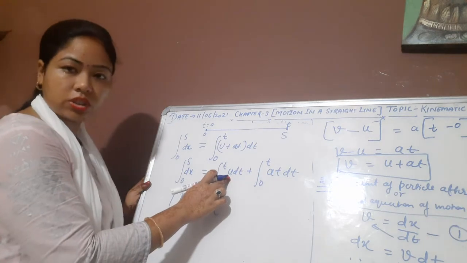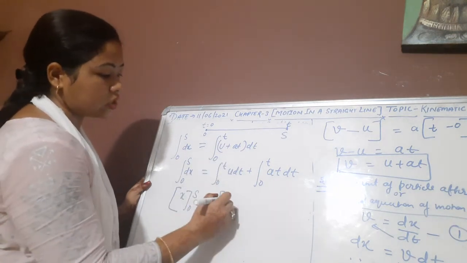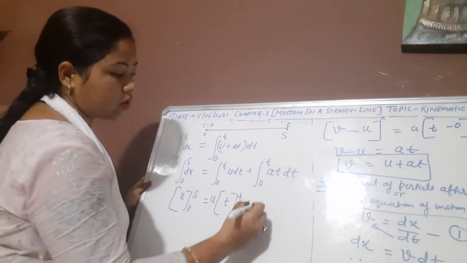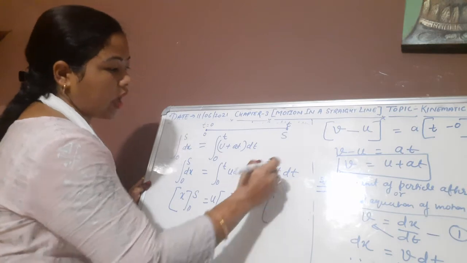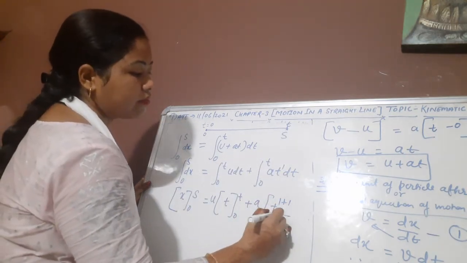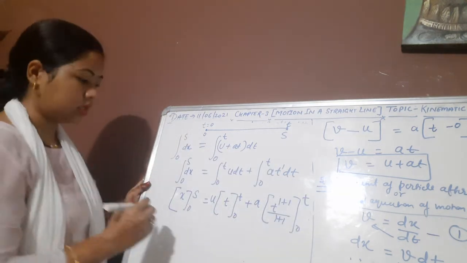u will be constant for this derivative, so u will come out of the integral, and the integration of dt will be t, plus a will be constant, and we are having t to the power 1, so in the power we will add 1 and divide by the total power, within the limits, right?